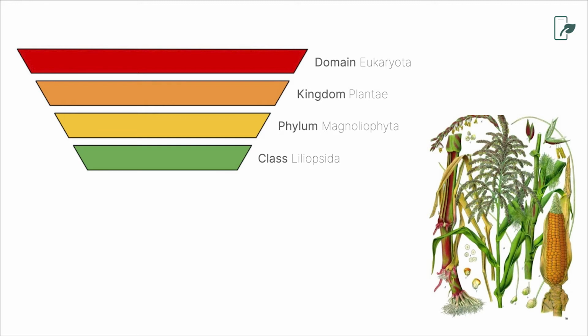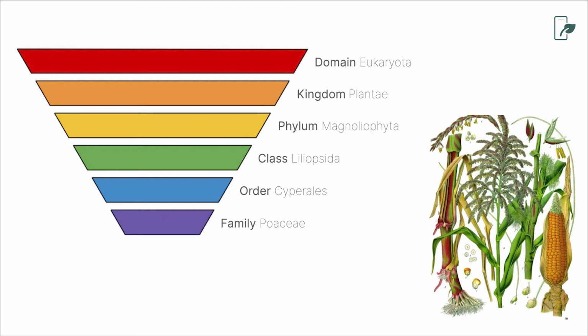The class is Liliopsida, or monocotyledons, which basically means when it grows, it produces a single leaf as it germinates. Another class could be dicotyledons, which produces 2 leaves, but we won't go into that. Order, Cyperales, which includes grasses, sedges, and rushes. So as you can see, we're getting finer and finer in our naming scheme. Family, in this case, is the grass family. The genus, Zea, and the species, Zea maize. So maize is the species.